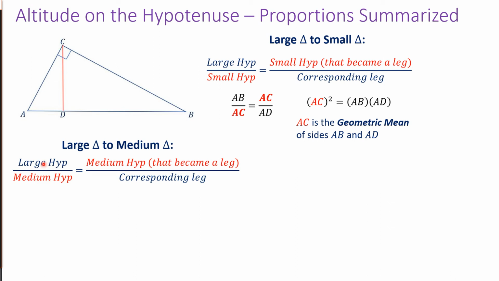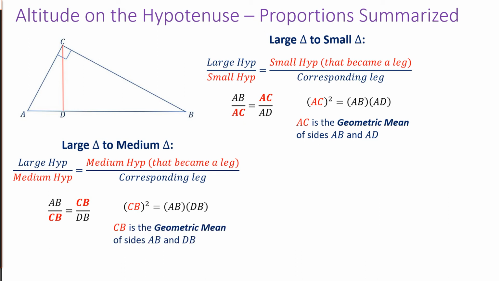Now, if you're looking at the large to the medium triangle, we're again going to compare hypotenuse. So the large triangle hypotenuse to the medium triangle hypotenuse, and then that medium triangle hypotenuse will be doing double duty. So AB to CB this time, because CB is the medium triangle's hypotenuse. And if we look at it, yes, CB is the hypotenuse of the medium triangle. It's also the longer leg of the large. So we're going to say longer leg, and we need the longer leg then of the medium. So it will look like AB to CB is equal to CB to DB. Cross multiply, you get CB being the geometric mean between the sides AB and DB.